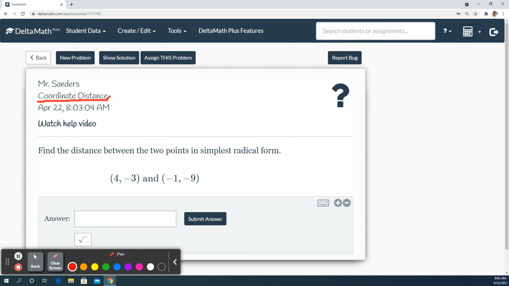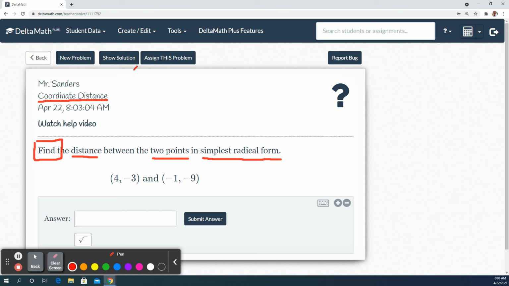This is coordinate distance. Coordinate distance is also called the distance formula. We are asked to find the distance between 2 points, and then they want it in simplest radical form. So, two ways of doing this, the graphical way and the formula or algebraic way.